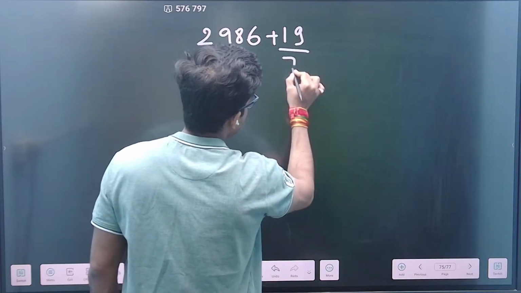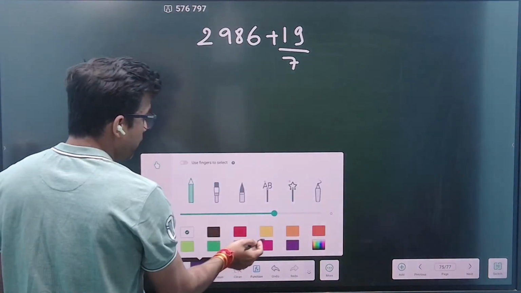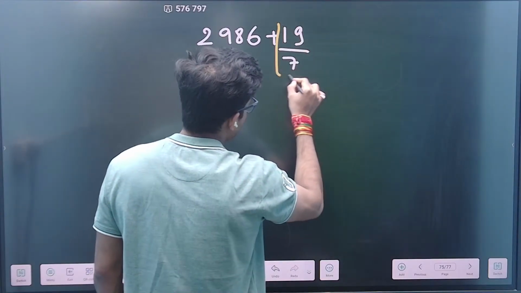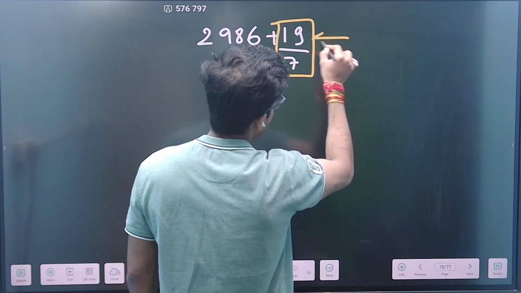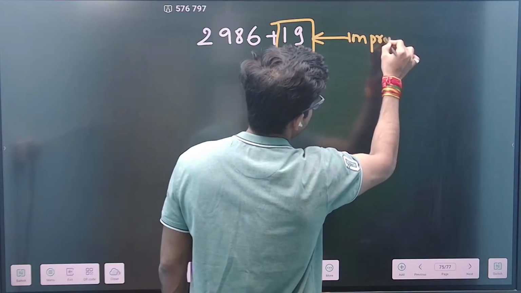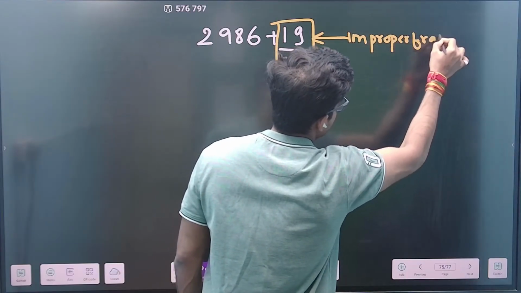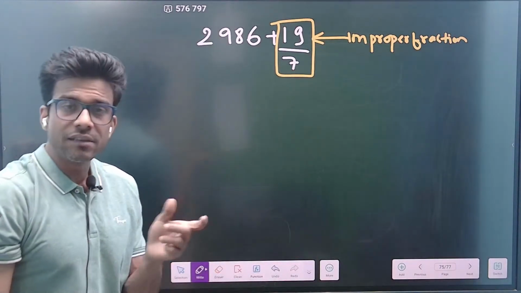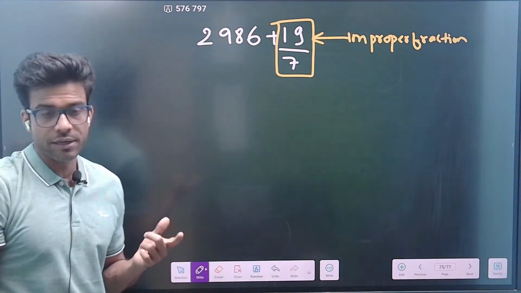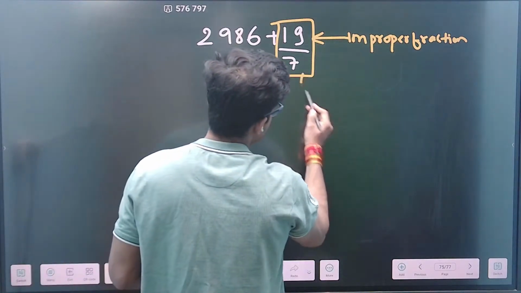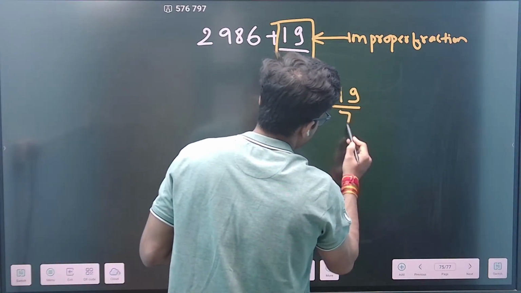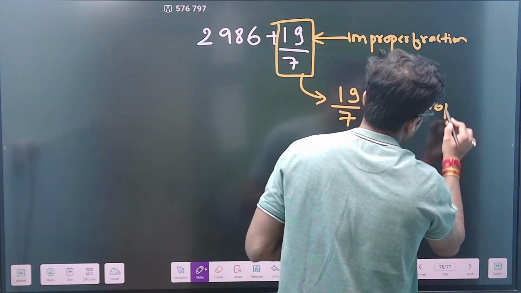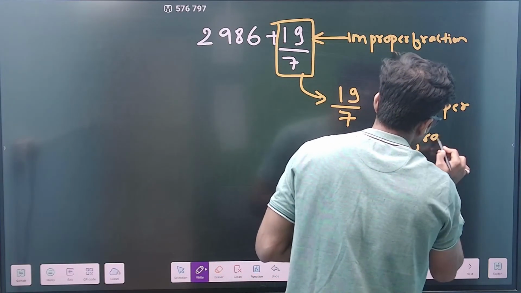Now this 19 by 7, earlier the fractional part was a proper fraction. This time this part is not a proper fraction. This is basically an improper fraction. So what to do? Just make this 19 by 7 into a proper fraction. That is the challenge. I hope this is clear.